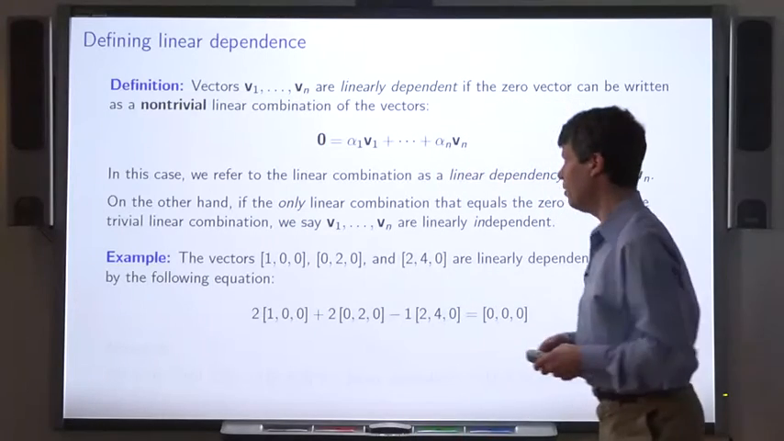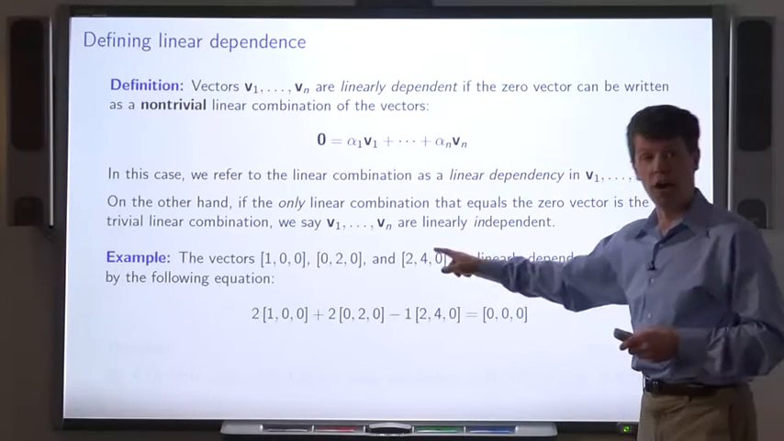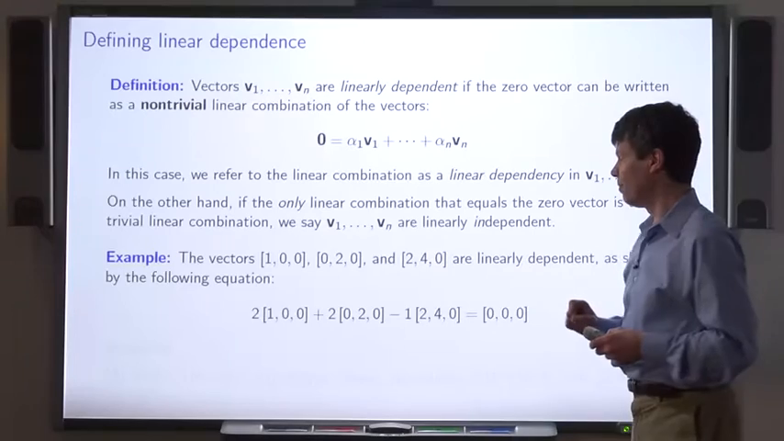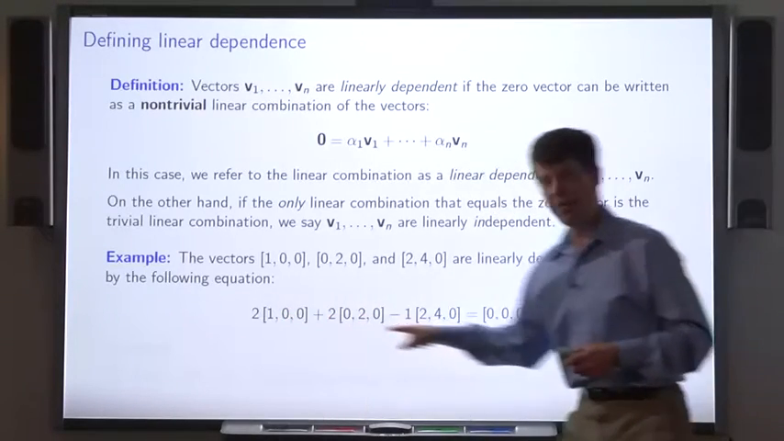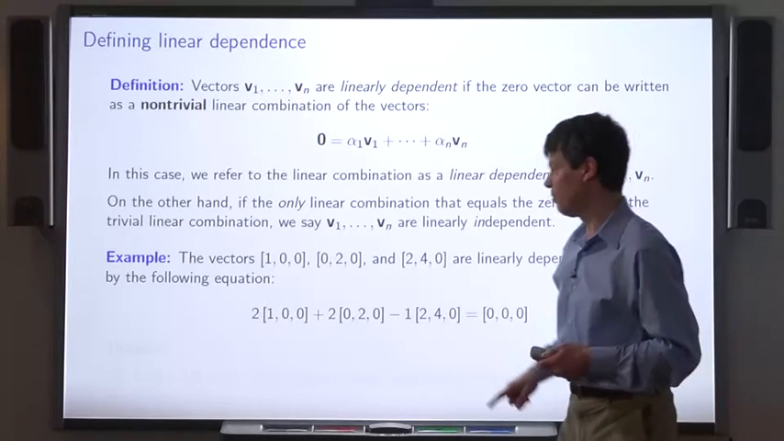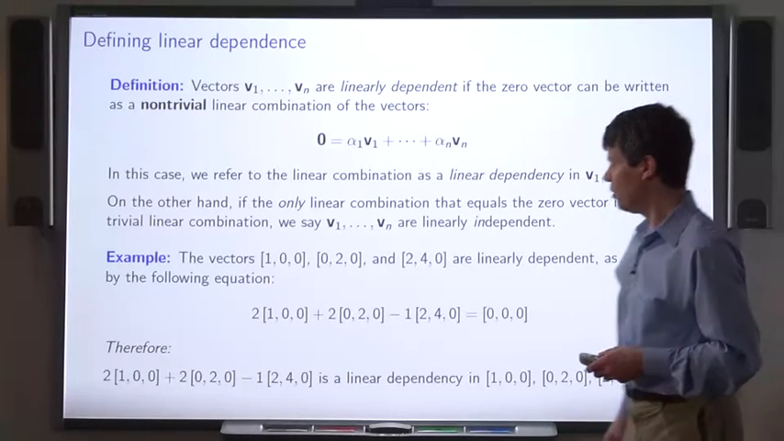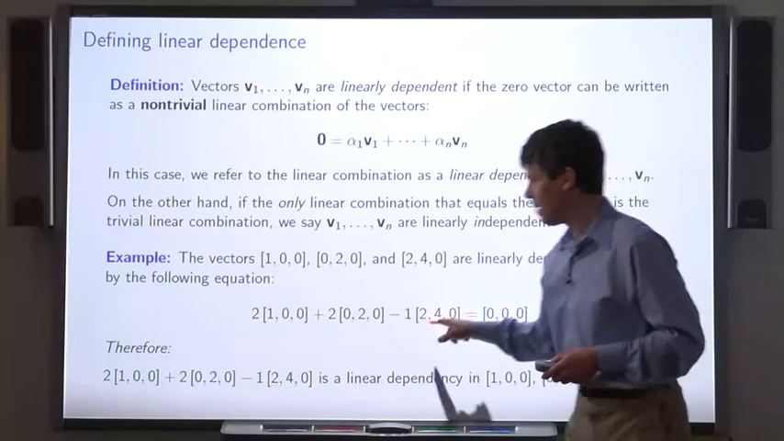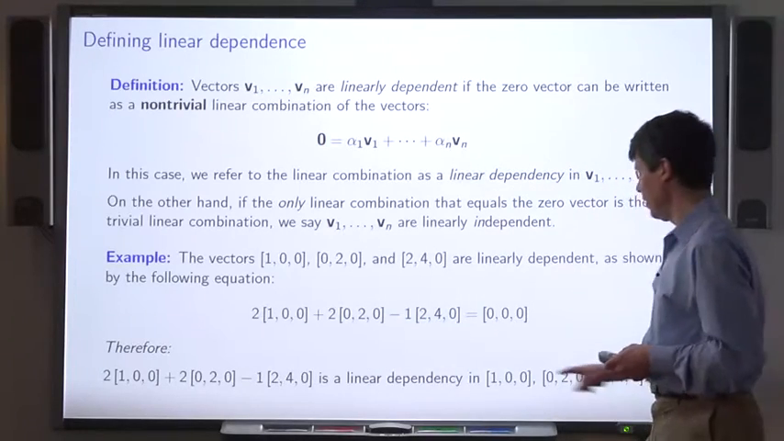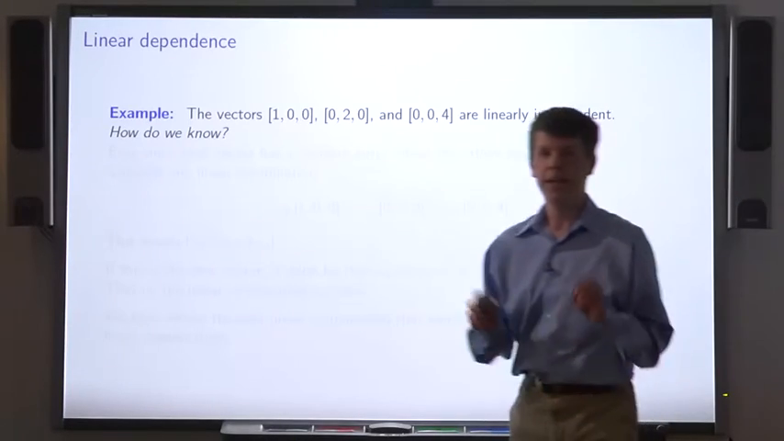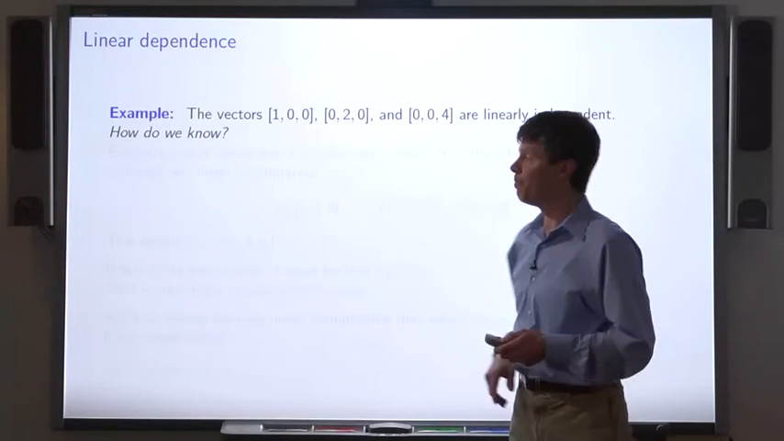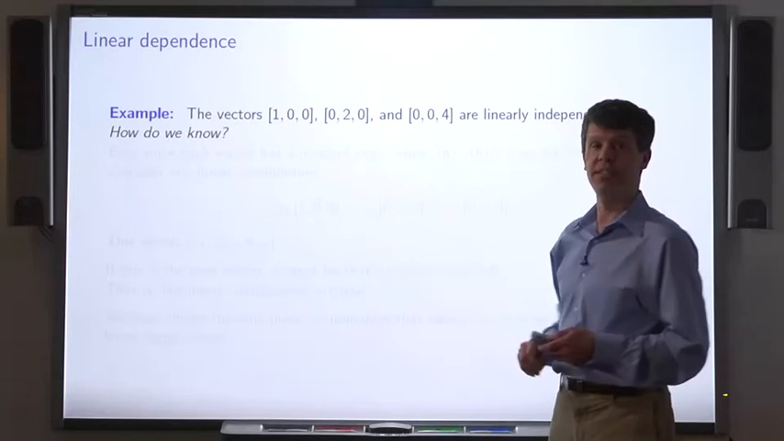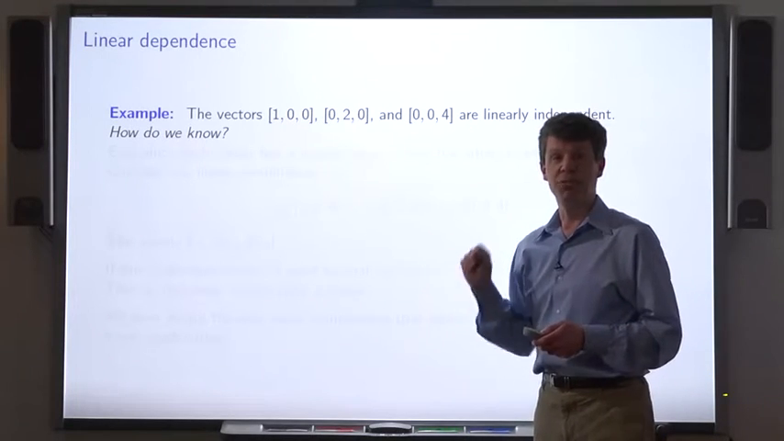So here's an example. These vectors are linearly dependent. And here's a way of writing the 0 vector as a non-trivial linear combination of the vectors. That shows that they're linearly dependent, and this is a linear dependency in those vectors. Here's another example. These vectors are linearly independent. How do we know? In this case, the structure of the vectors makes it easy to tell.